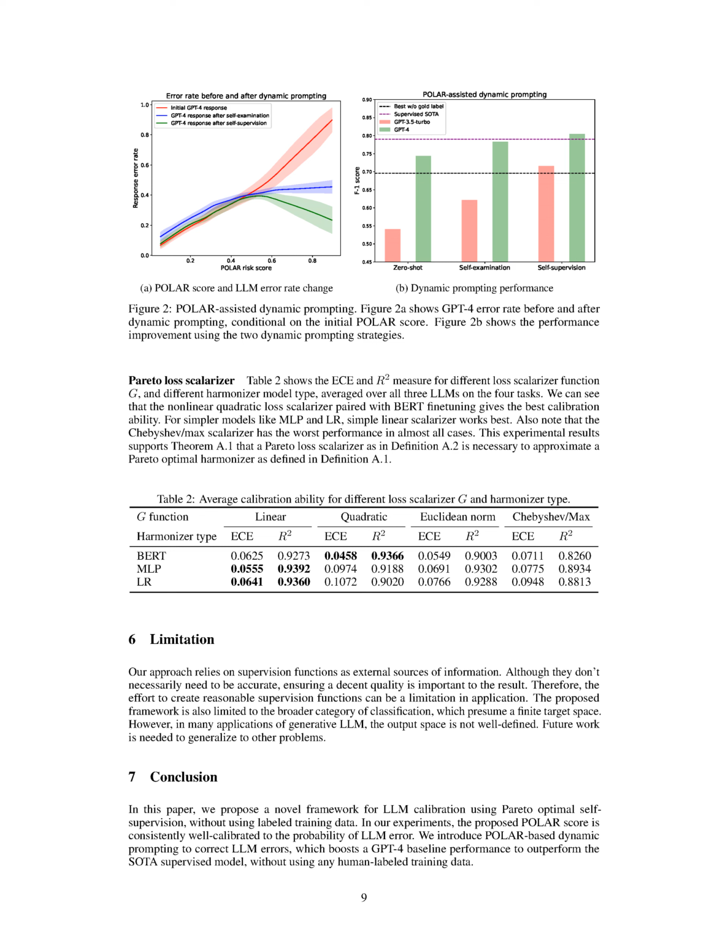Section Summary. The supervision functions act as external sources of information to help the harmonizer model be well calibrated and avoid overfitting to the LLM responses. Without these external sources, the calibration ability of the model is not consistently good. The choice of loss scalarizer function also affects the calibration ability, with the nonlinear quadratic loss scalarizer paired with BERT fine-tuning performing the best. However, creating reasonable supervision functions can be a limitation, and the framework is currently limited to classification problems with a finite target space.